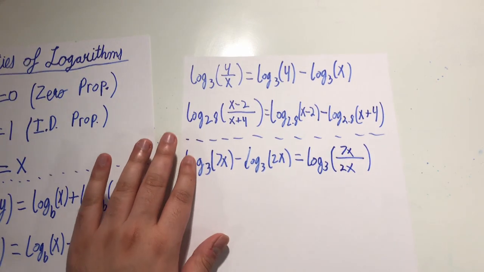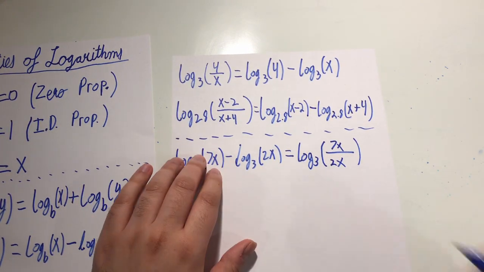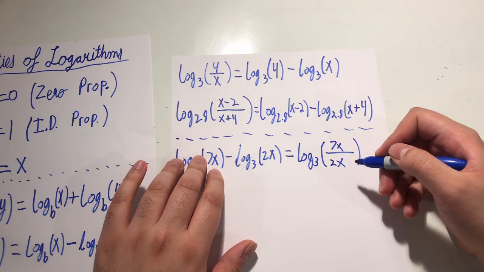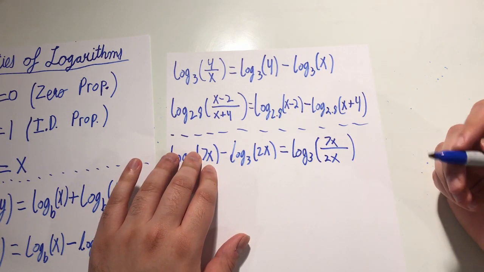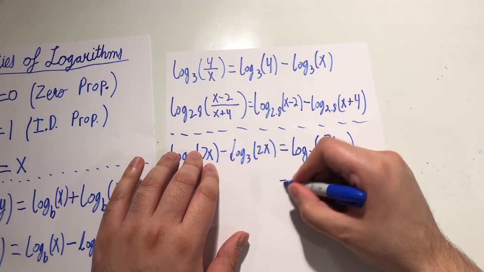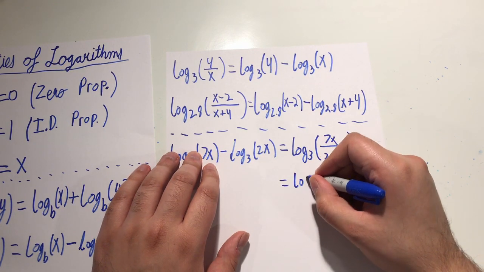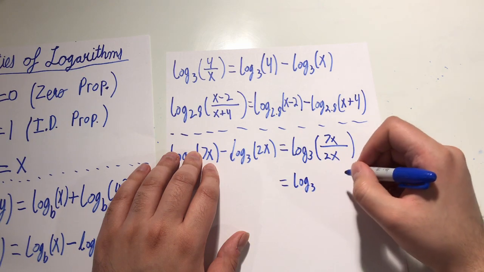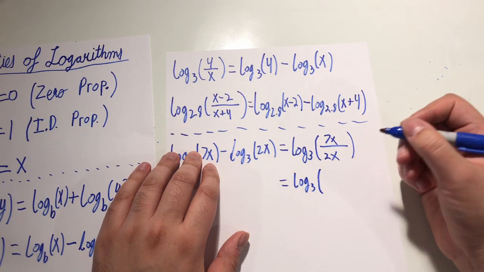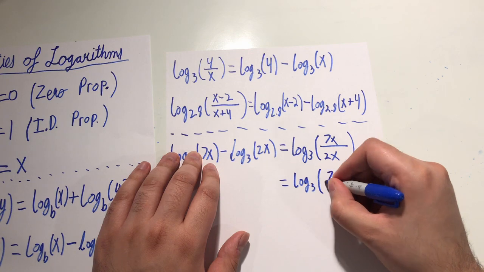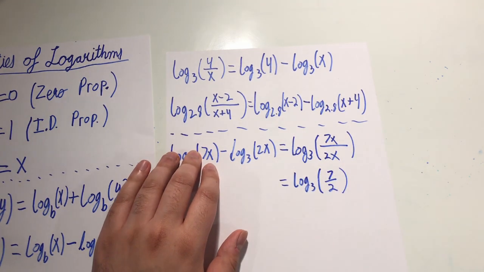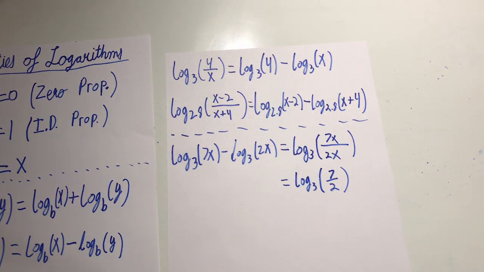And actually something pretty nice about this example is we can simplify the stuff inside of the logarithm, right? Those x's cancel out and we get logarithm base 3 of 7 over 2. And this is just a straight up number. You can put that into your calculator and actually find out what the answer to that is. So let's look at another example.